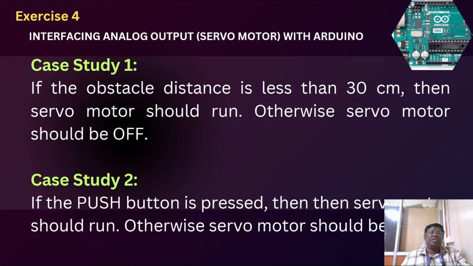And you can try these two case studies, how it can be done, for better understanding. You can see that this is the case study. The servo motor should run, and otherwise the motor should be off. So if the distance is less than 30 centimeters, the motor should be on, otherwise the motor should be off. So this case study you can try.